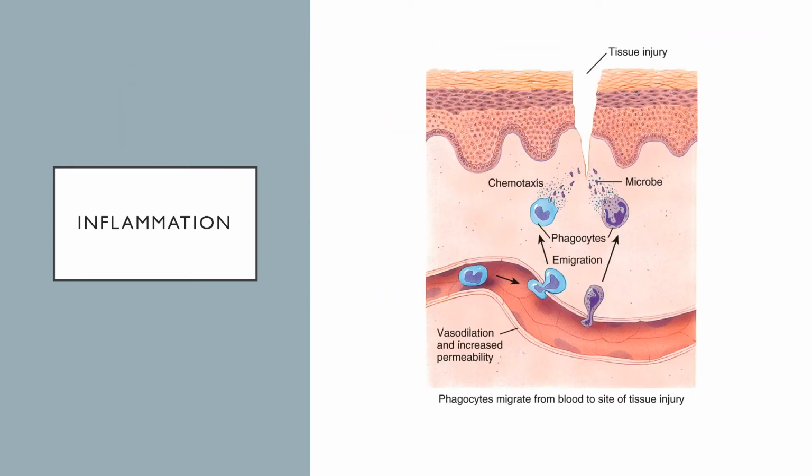Now here we have inflammation. Inflammation is a non-specific defensive response of the body to tissue damage. The four characteristic signs and symptoms of inflammation are redness, pain, heat, and swelling.